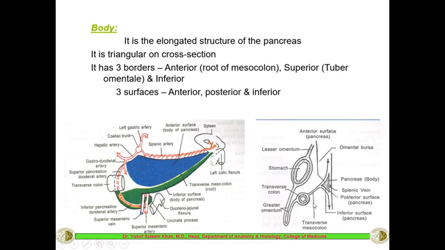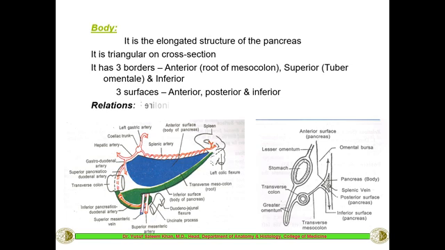Then we have the inferior surface. This part between the anterior border and the inferior border is the inferior surface. Here, this green colored area is the inferior surface. This blue surface is the anterior surface. Then we have the inferior surface, which is the green area, and behind will be the posterior surface. So there are three borders and three surfaces for the body of the pancreas.